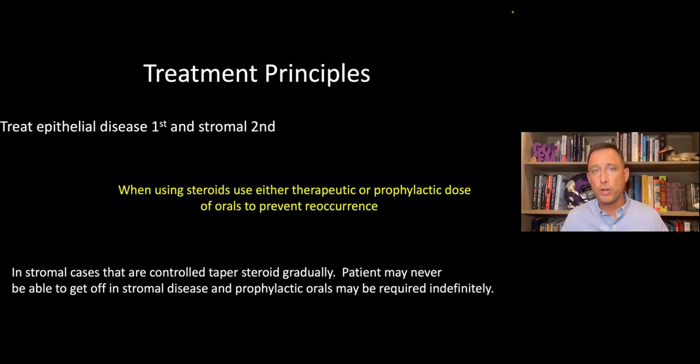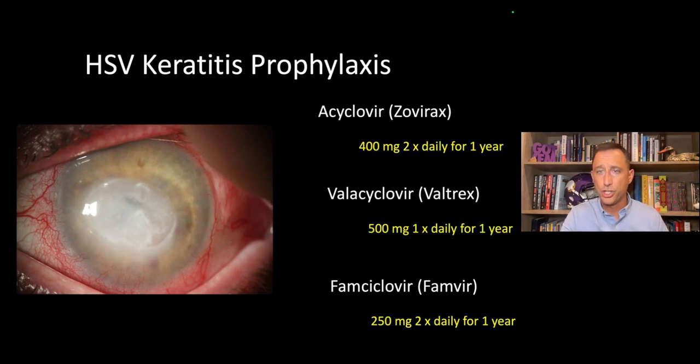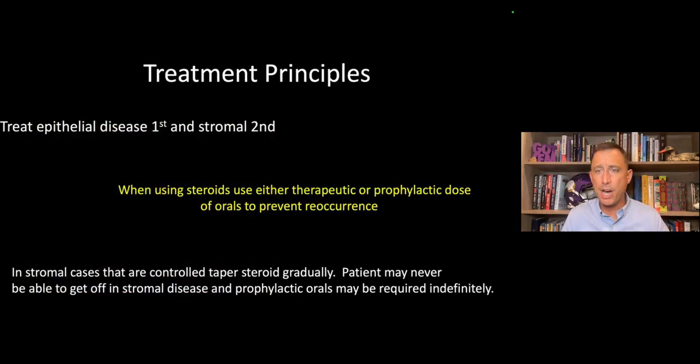So keep these treatment principles in mind. I kind of touched on each one of these. You always want to treat the epithelial disease first, pause on the stromal. Anytime you're using steroid in the setting of herpetic conditions, you really have to have an oral agent on board. These are your dosages again. And then keep in mind in reoccurring situations, some of these patients may be on a topical drop of steroid and an oral agent for the rest of their lives.